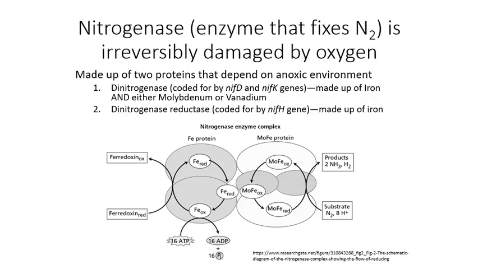You have dinitrogenase reductase, made up of iron on the left there, that is reduced by ferredoxin with a large input of ATP. It then reduces the dinitrogenase, made up of iron and either molybdenum or vanadium, which is then used to reduce N2 to ammonia. There are a lot of redox reactions that go into the fixation of nitrogen, and nitrogenase carries them out. The overall reaction is still dinitrogen gas to ammonia, then the ammonia is quickly converted to biological nitrogen.